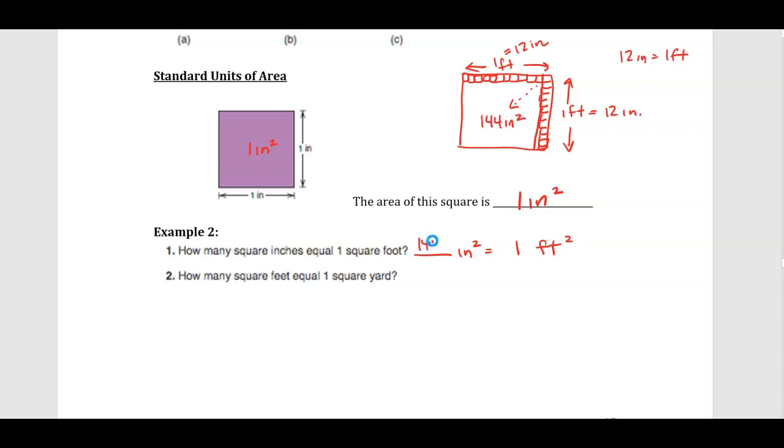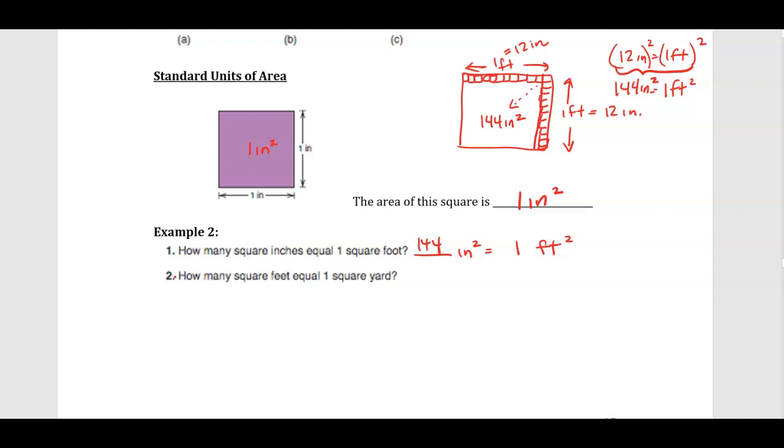So that's the visual. And then you can also just take the conversion. What I mean by conversion is this: 12 inches equals 1 foot, and you could square both sides. That's the algebraic way of doing it. So 1 foot squared is 1 square foot, and 12 times 12 is 144 square inches. So you can also do it that way.